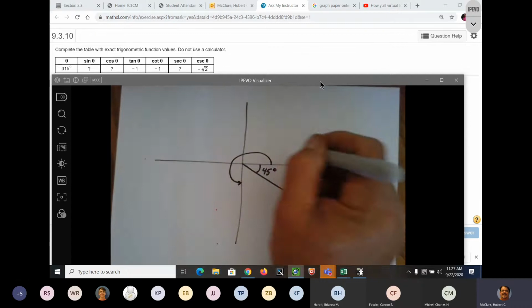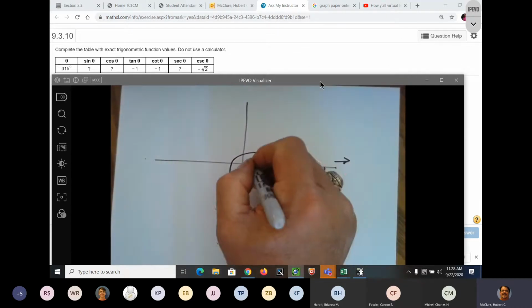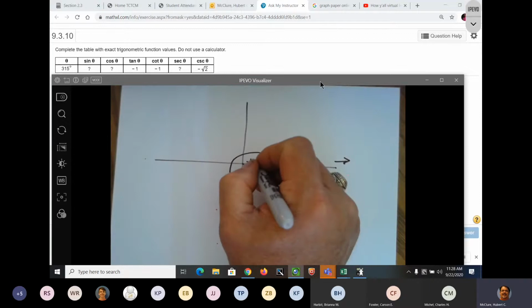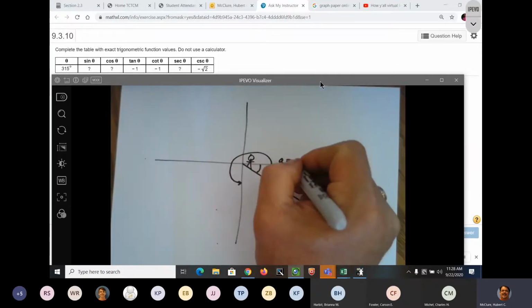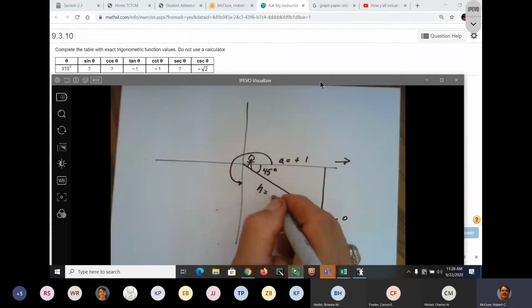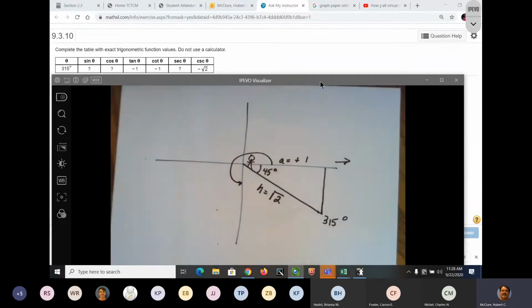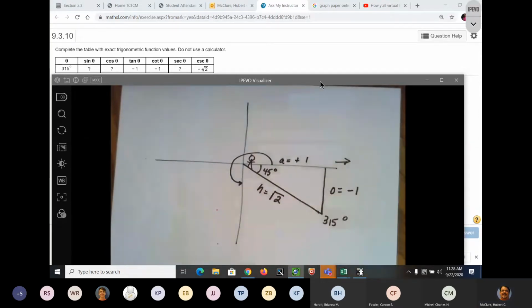We know that X in this direction is positive, so that means this little man has got his foot on the adjacent. Adjacent is equal to positive 1. The hypotenuse is equal to square root of 2. And that means that your opposite is equal to negative 1.